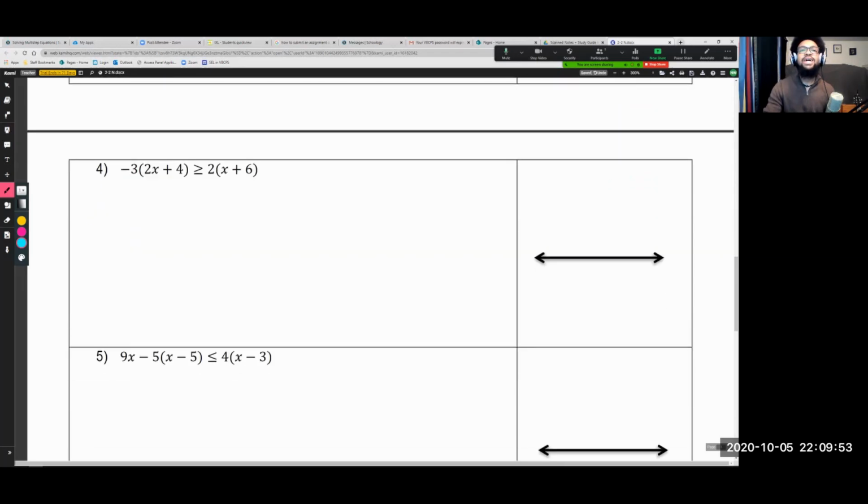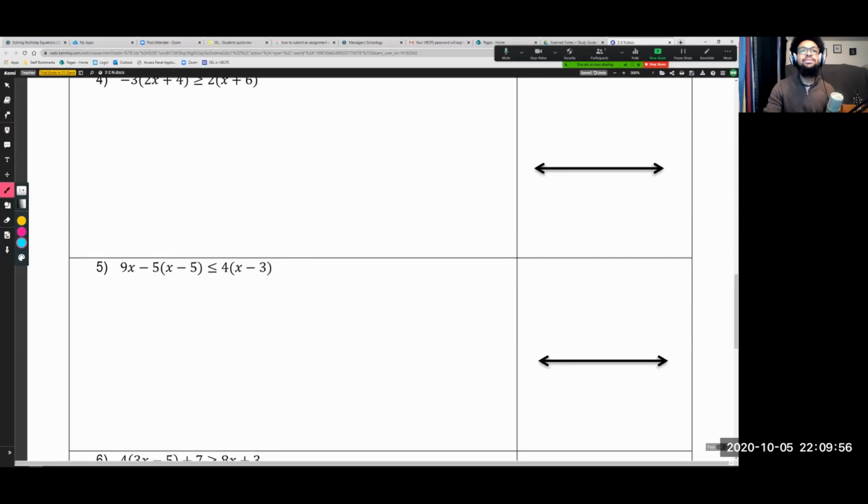That's 3 done. Let's look at 5. Number 5 says 9x minus 5 times the quantity x minus 5 is less than or equal to 4 times the quantity 4x minus 3. Now this might look confusing, but if we follow our steps like we did before, it won't be a problem at all. I see this 5 needs to get distributed to that x and to this negative 5 on this side. And then I also see that this 4 needs to get distributed to the x and to this negative 3.